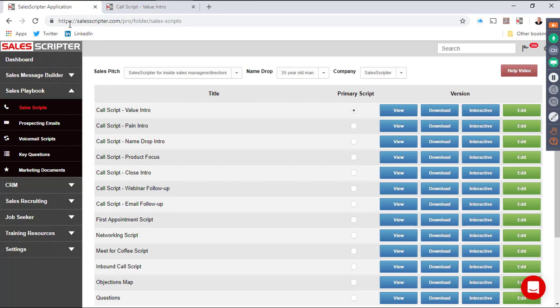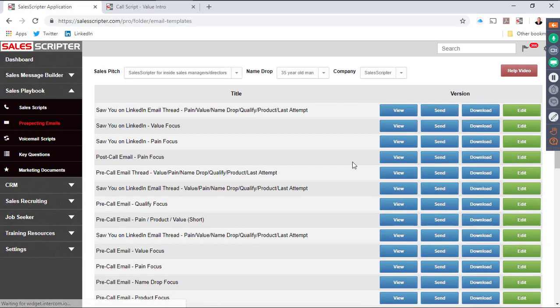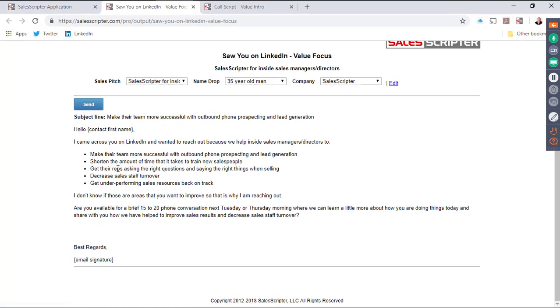So all of the different moments where it might come in handy to share those details, they are displayed. So there's a call script. I showed you email templates. So like here's a "saw you on LinkedIn" template that uses your value proposition.